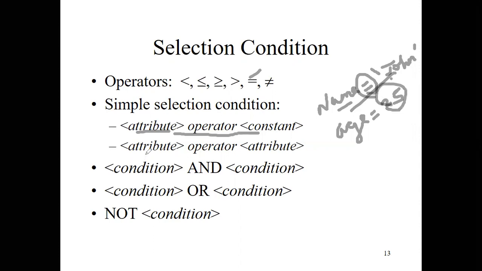I can compare the attribute with an operator and another attribute only. So whenever you have a selection condition with more than one condition, you can combine the conditions with the AND operator, the OR operator, or, if you want the negation of that, the NOT condition.